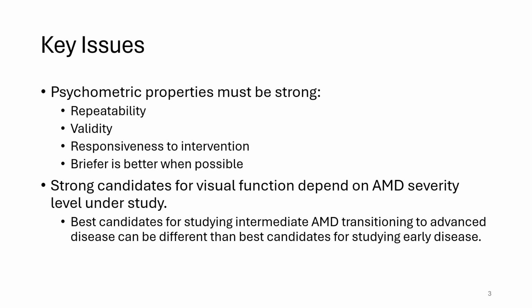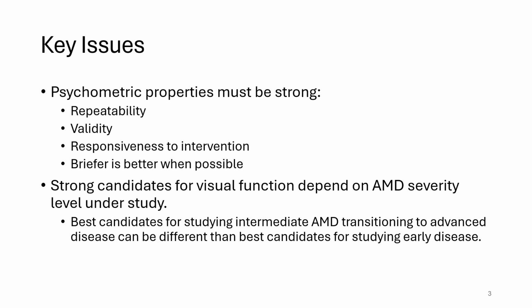What am I referring to here? These properties are repeatability, validity, and responsiveness to intervention. I won't be presenting these detailed psychometric features for each of the visual functions I'm going to discuss today because of the time. However, when you are designing a study, please research and document the presence of these features in the visual function you are selecting.